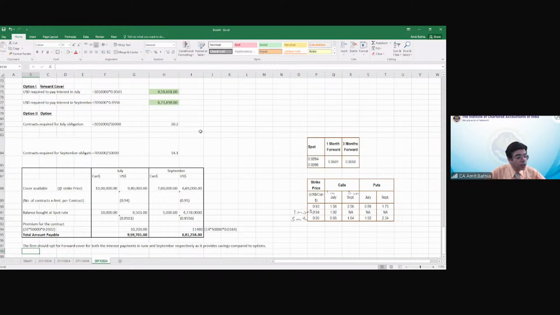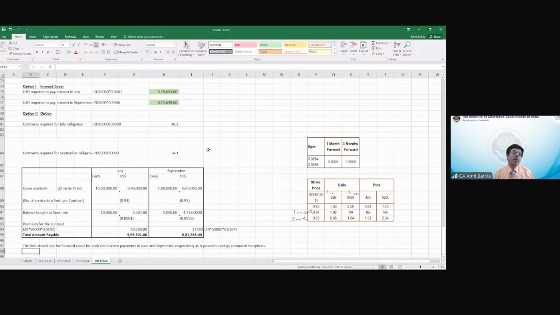Now let us take one more question. Remember, our overall objective right now is, we already computed forwards earlier as well. That is what we started with. So we calculated forwards, then we started calculating for leading and lagging. We started calculating for money market hedge. Now we are calculating for options as well.